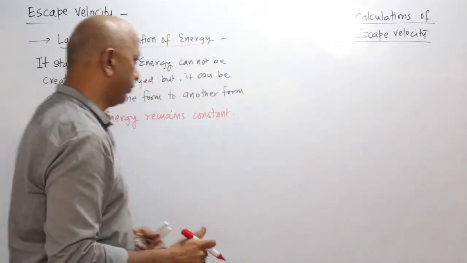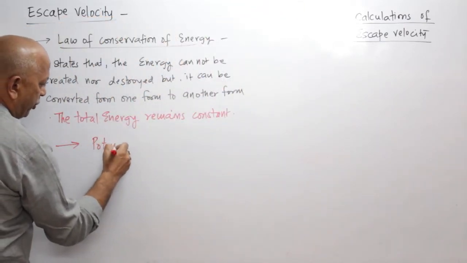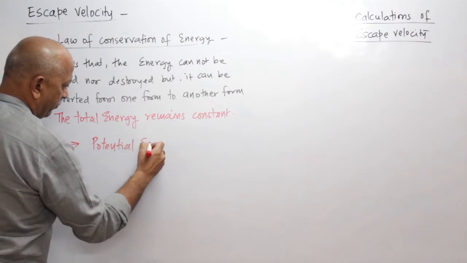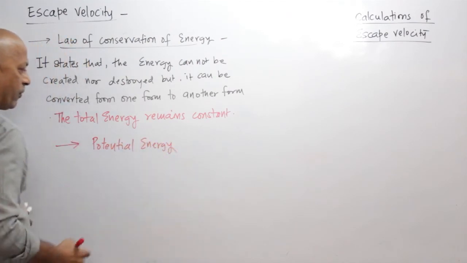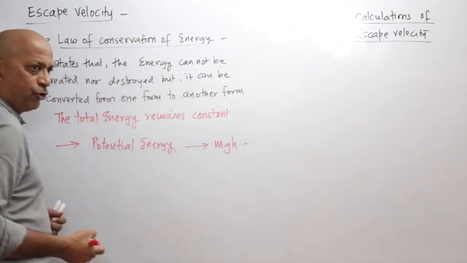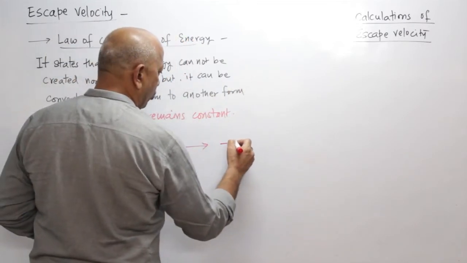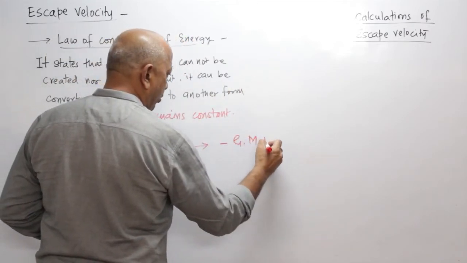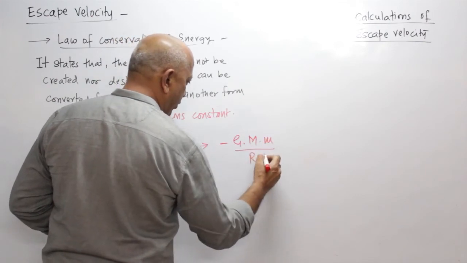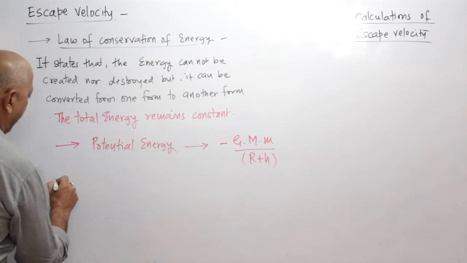That is more important. Now you have learned potential energy, mgh for smaller values, or in the case of planetary, that is equal to minus GMm upon r plus h. This is potential energy. There is another form of energy, and that is called kinetic energy.